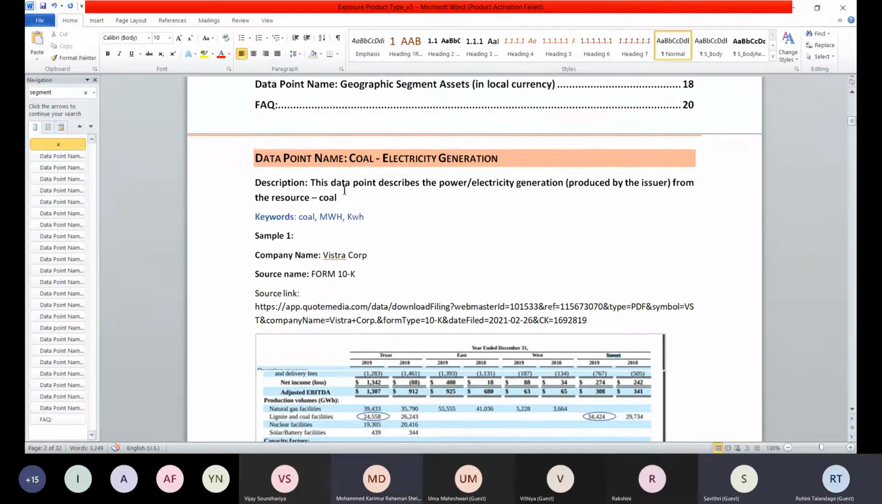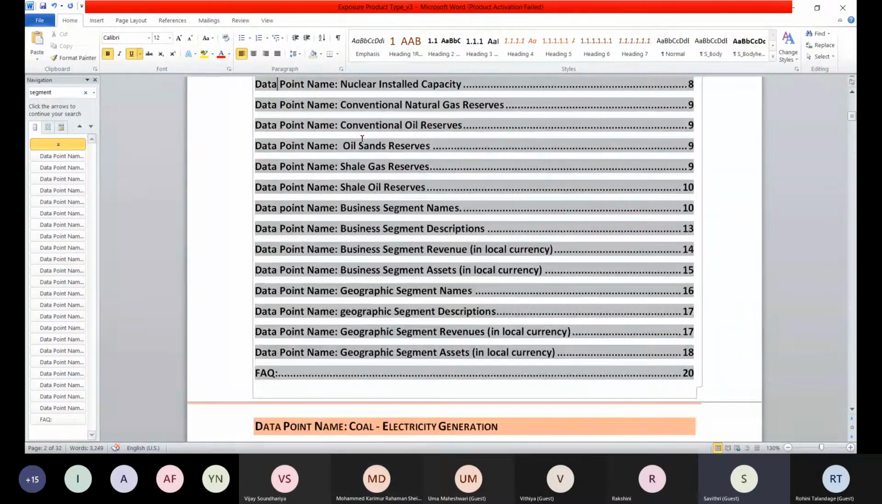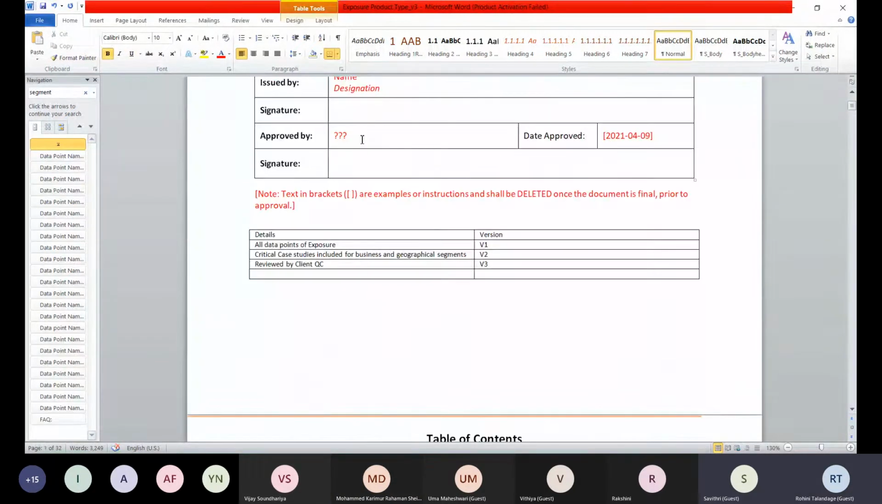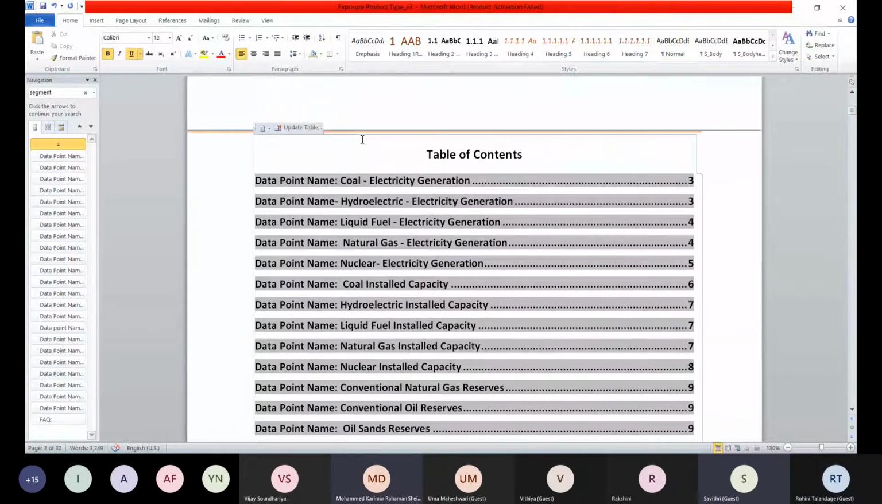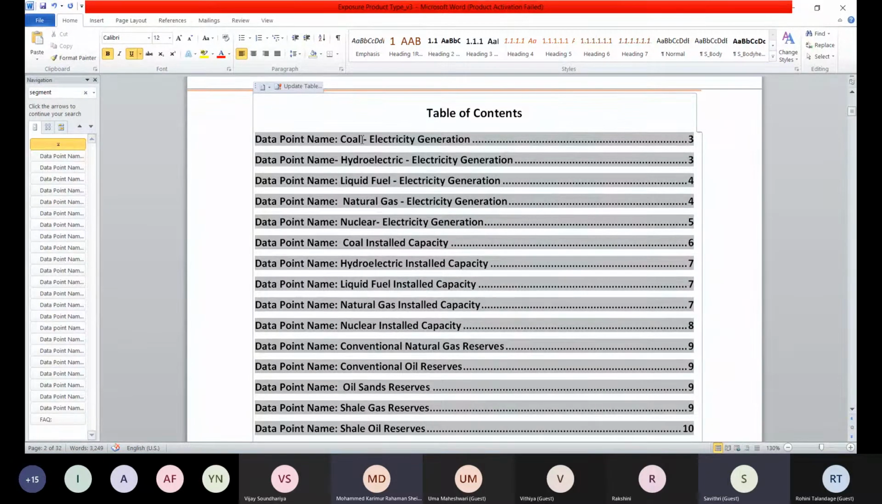So we have a set of data points under generation. For electricity generation, you have to check whether... You go to that index page, Rohini, the first page. For this they have not given any index. No, you go to the table of contents. Under the name of generation, we have 1, 2, 3, 4, 5 data points. All are nothing but electricity generation.